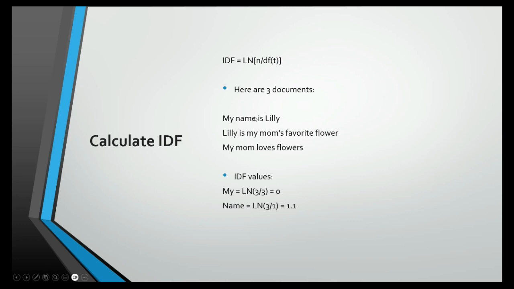Next, I will take this word, name. So again, the total number of documents, that means n, is 3, divided by the df, that means how many documents carry this word name. It's only one, the first one, right? There is no name in the second or third document. So ln 3 divided by 1 equals 1.1. Using the same process, you can calculate the IDF for each word.